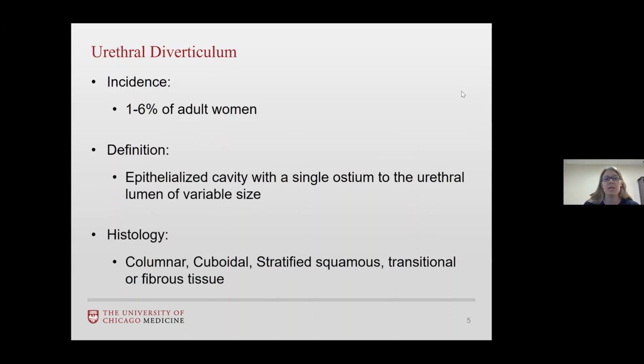The definition is an epithelialized cavity with a single ostium to the urethral lumen of variable size. And it can have a bunch of different histologies. So it can be columnar, cuboidal, stratified squamous, transitional, or fibrous tissue.